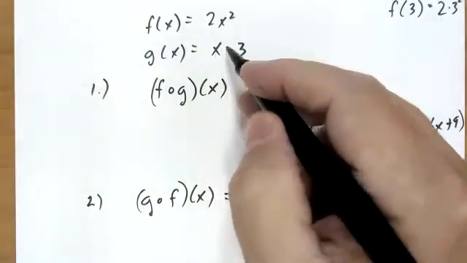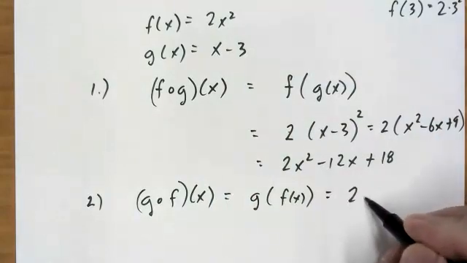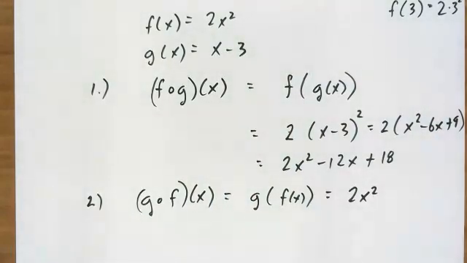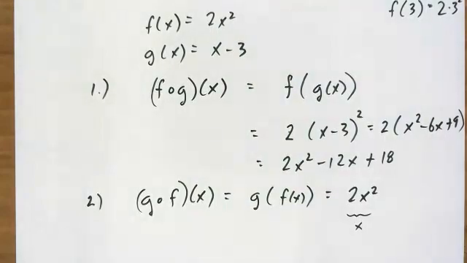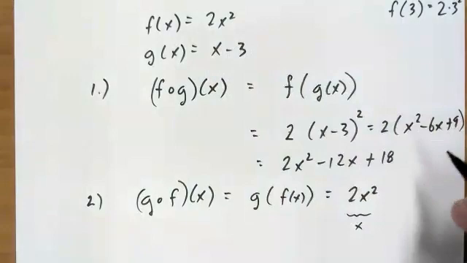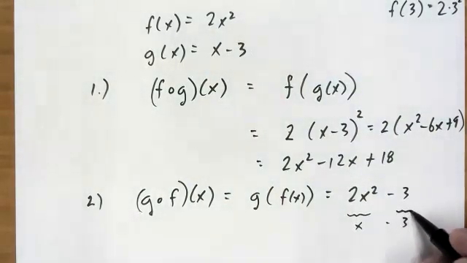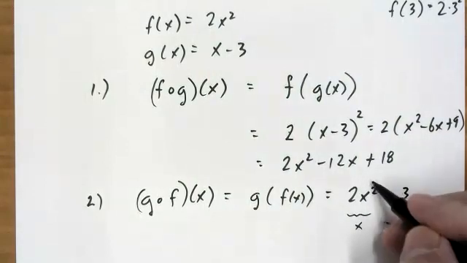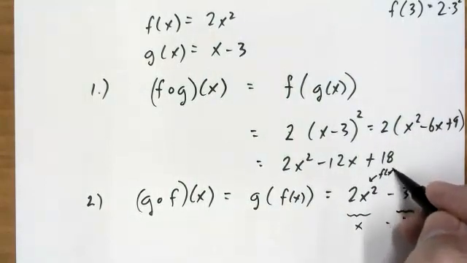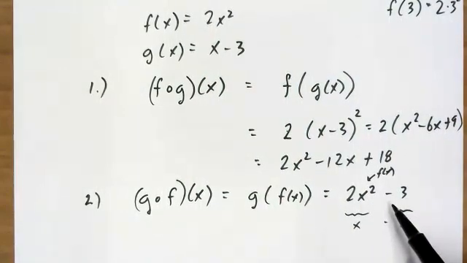So the G function is x minus 3, but instead of x, I need to plug in the F function. Right? So here's sort of my x, and then the G function is x minus 3. So this was the original G function, and I replace the x with the f function. And in this case, then this is your final answer.